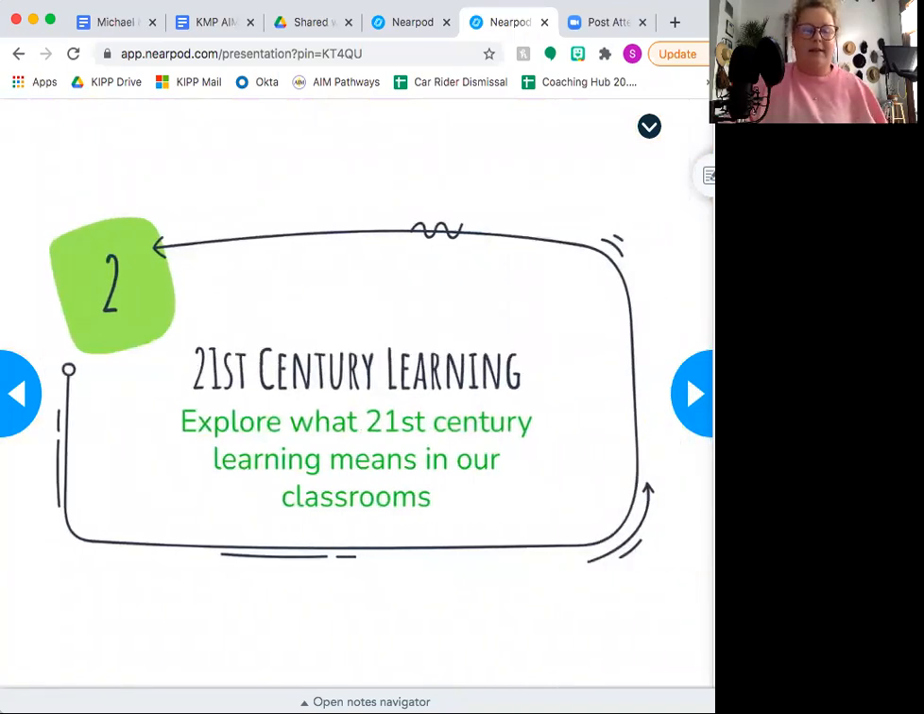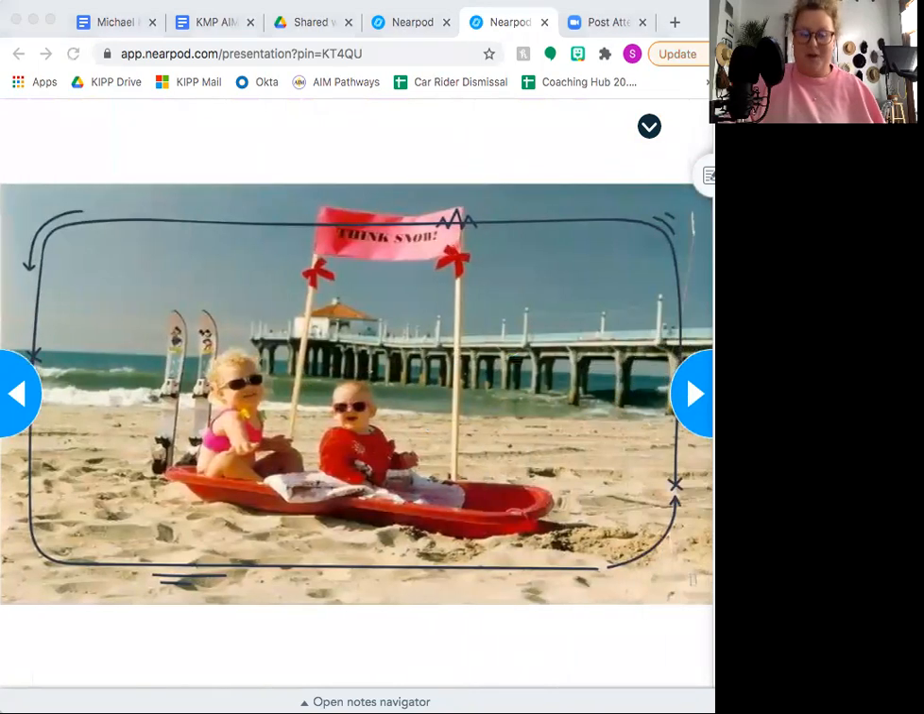Let's keep this in our minds as we dive into our next section, where we talk about 21st century learning and explore what 21st century learning means in our classrooms. But first, a story. So, my sister is a coder.